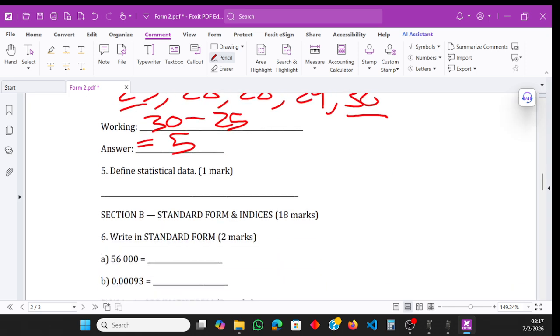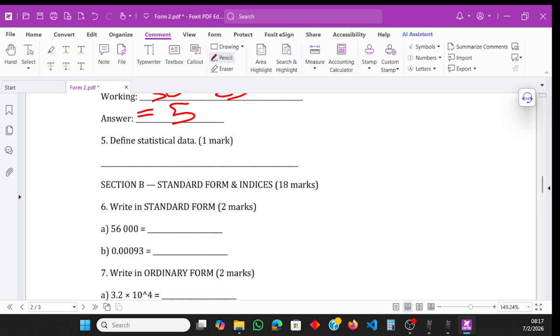Now, the next one is asking us to define statistical data. So when we say data, we are looking at raw information which is not processed. So if we want to define statistical data, we are saying this is unprocessed information.